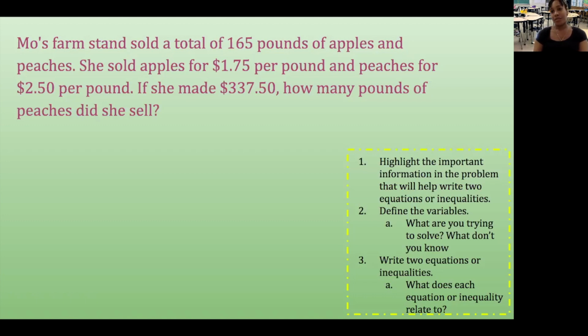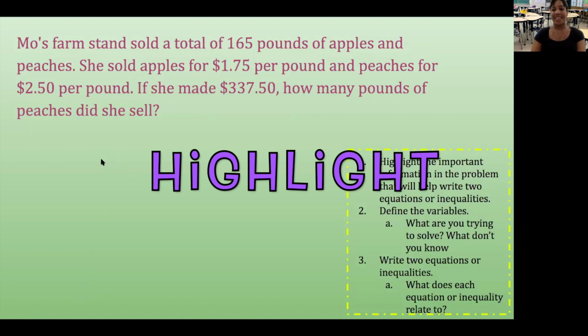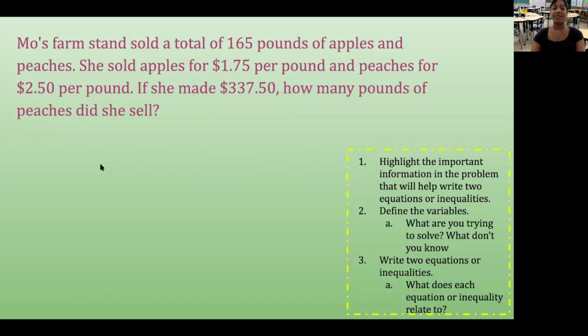As Ms. Fu told us, first thing we're going to do is highlight the important information in the problem. Like I told you a second ago, important information we're looking for is things like in total, per pound, things that lead us to set up an equation. One of the first pieces of information is that she sold 165 pounds in total. Total means that that's a definite amount. That's how we know this is going to be an equation, not an inequality.